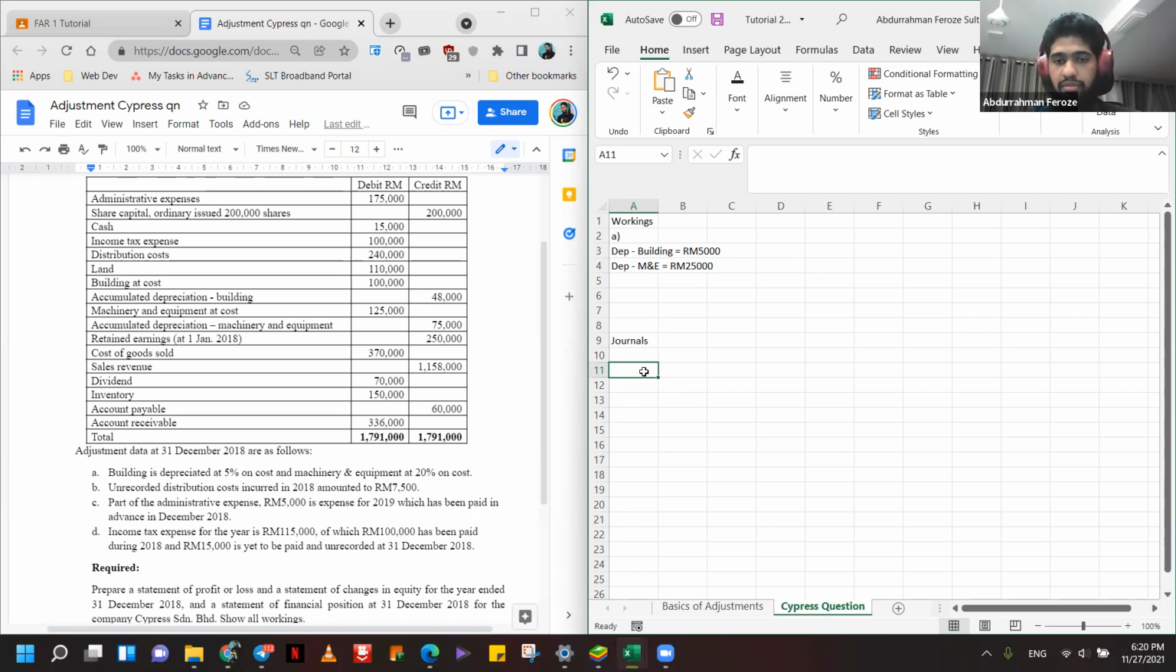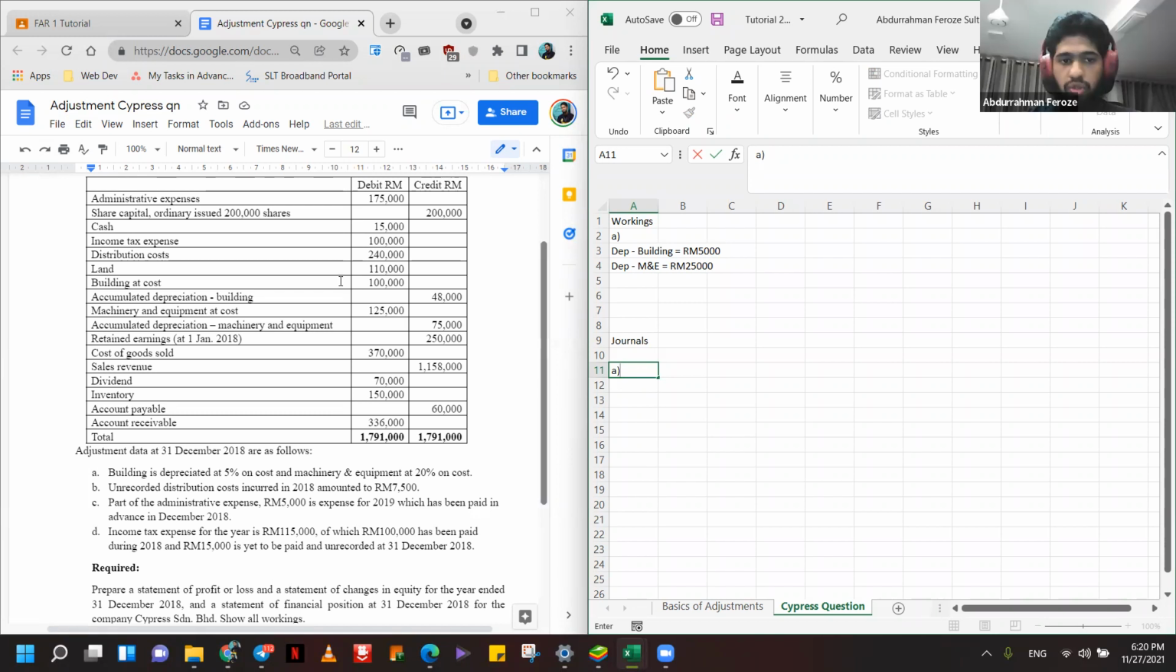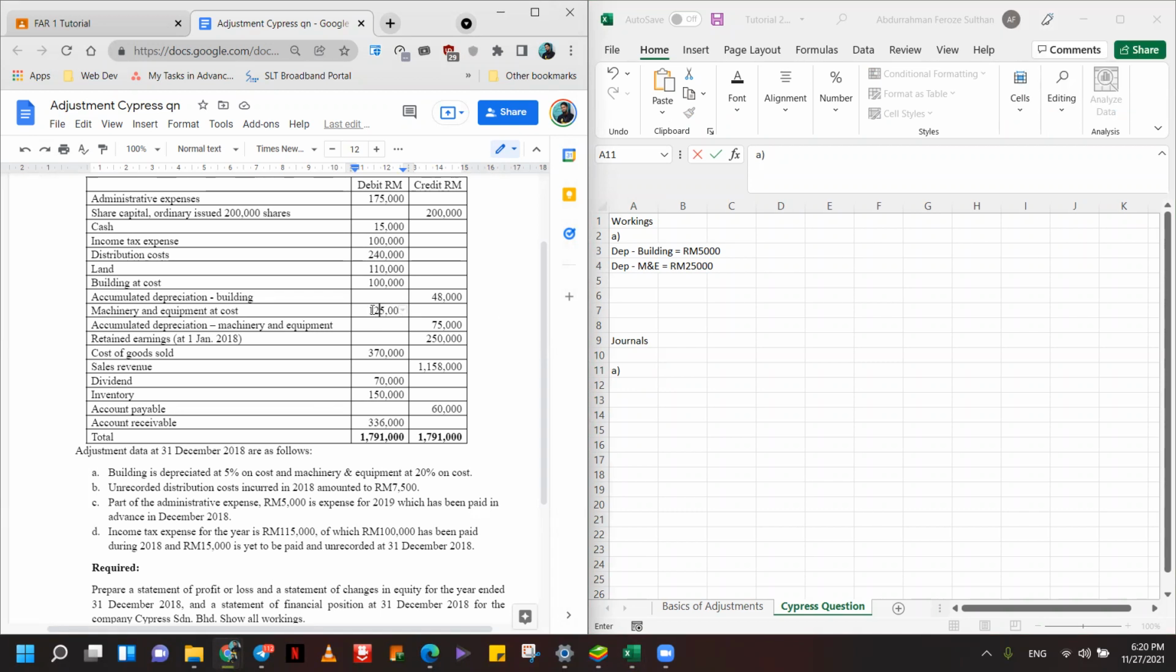Can someone tell me? Brother, I have a question. Machinery and equipment, theirs is 20%, but why is it 25,000? Okay, this is the machinery, you have to look at the data here. Okay, I got it. Sorry. It's 125,000 into 20%. Yeah, that is 25,000. Let me just check. Yeah, it is 25,000.